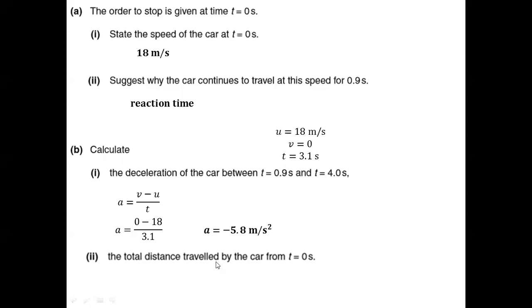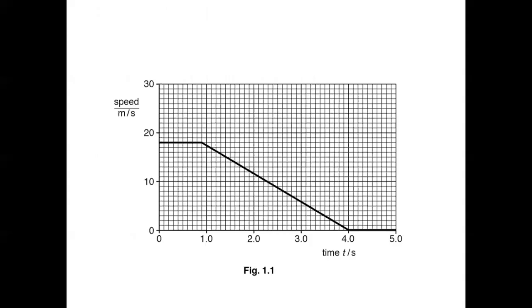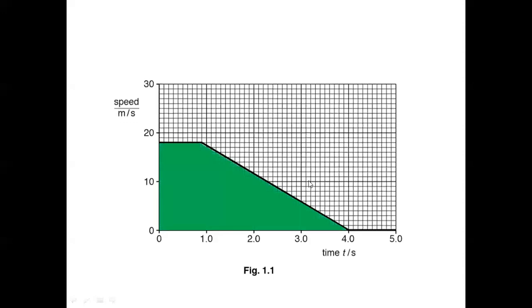Next, calculate the total distance traveled by the car from t equal to 0 seconds. Looking at this graph, to calculate the total distance, we should find the area under the graph. Why? Because when we find the area under the graph, it's essentially multiplying speed by time, which gives distance. Now, the area under the graph can be divided into two. First one will be a rectangular area. Second one will be a triangular area.